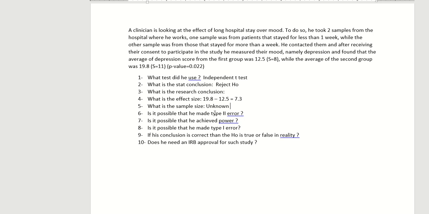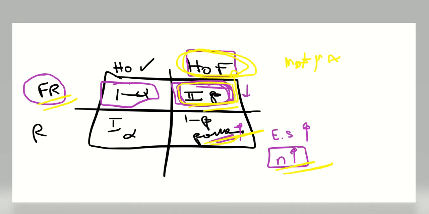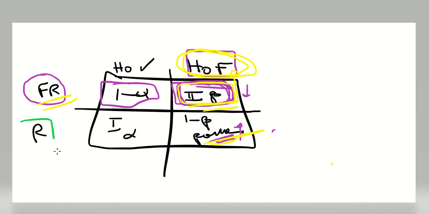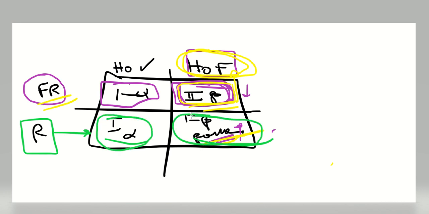Is it possible that he made a type 2 error? Is it possible that he achieved power? Notice the question here is about possible, okay? Now we know that he rejected the null hypothesis. Let's go back to our table and let me clean up a little bit. Okay, so this is our table, and we know that in this study, the researcher rejected. Once you reject, you're either in this category or in that category. So you either made a type 1 error or you achieved power. That's it. There's no way you could have been in any other place.